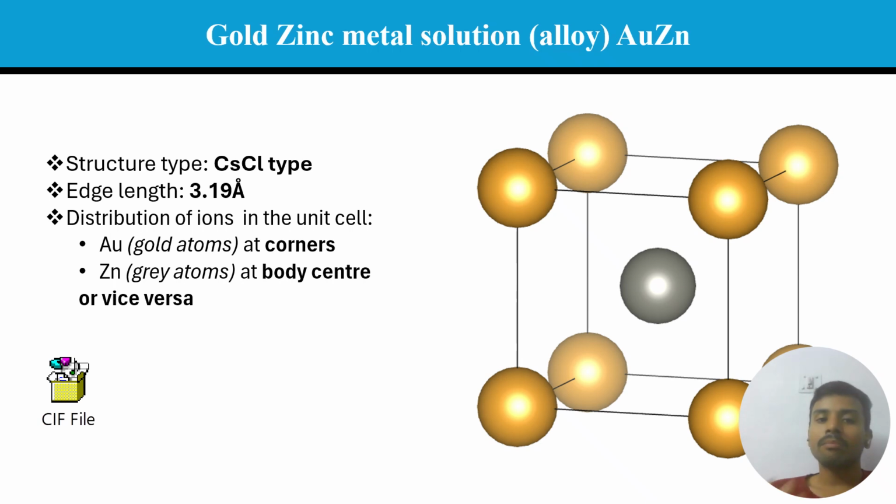Finally, let's talk about a metal solution, that is a gold zinc metal solution. In this solution, you can see it forms a typical cesium chloride type of structure, wherein the edge length is 3.519 angstrom units, and the gold atoms are at the corners while the zinc is present at the body center. This can be reversed, where the zinc forms the corner and gold forms the body center.